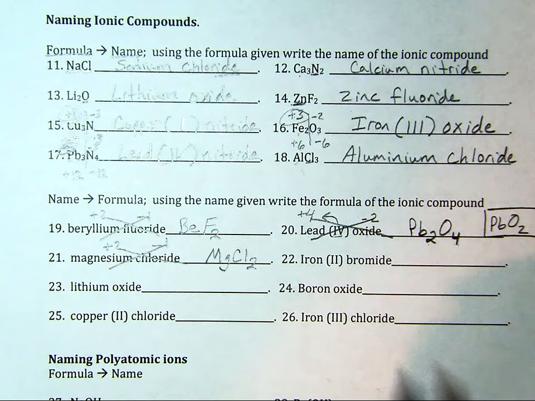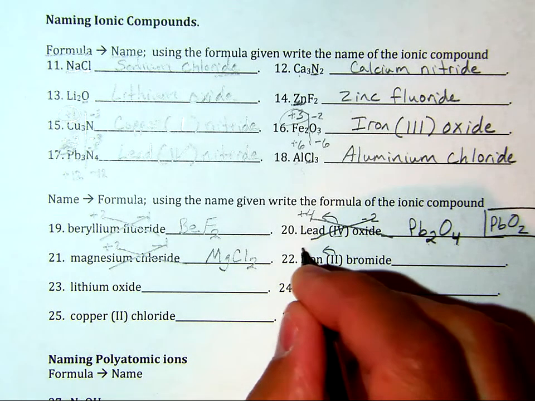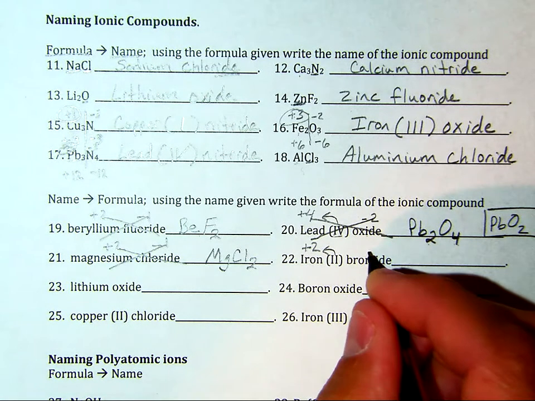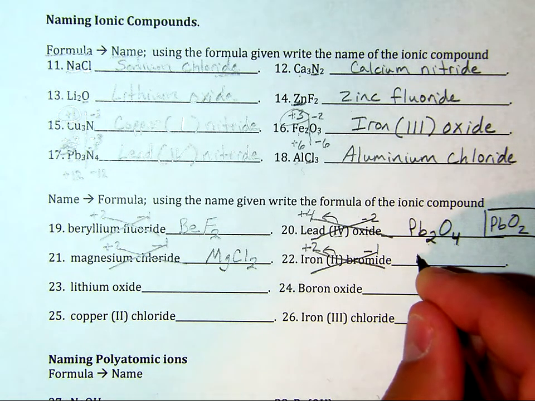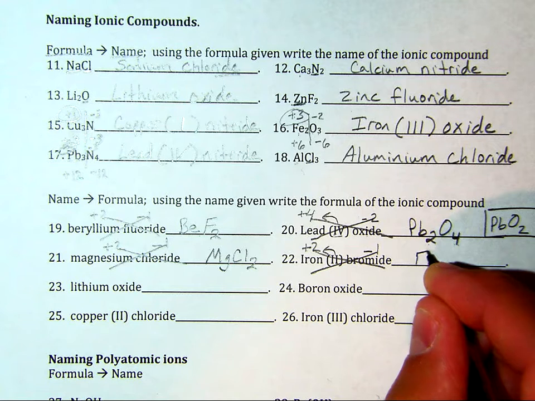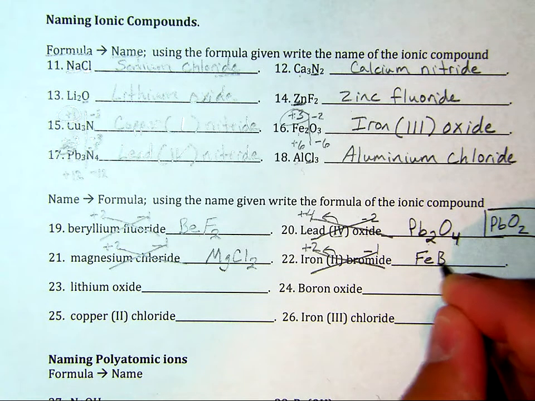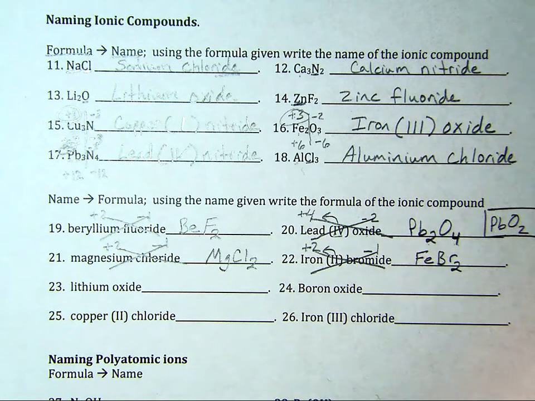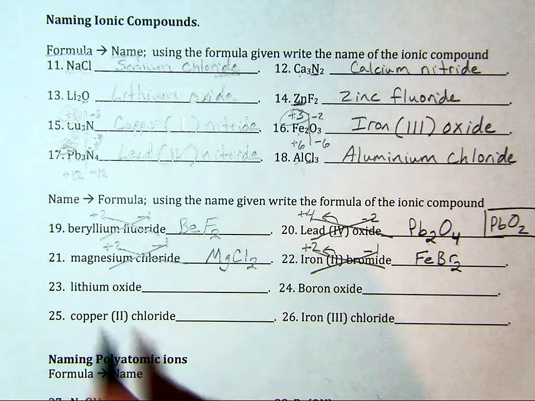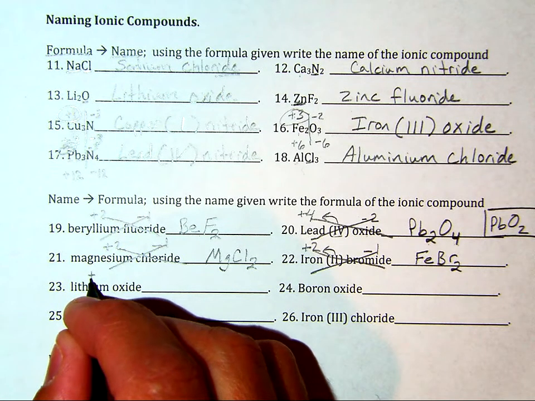22. We've got lead 2 bromide. The 2, again, is telling us the charge of iron. So +2 above it. Bromine is a -1. And when we crisscross that, iron is Fe. The 1 goes by the iron. Don't need to write it. Bromine is Br. And the 2 goes down by the bromine. And it can't be reduced, so we're good. FeBr2.